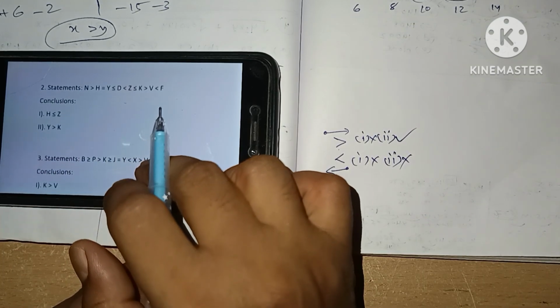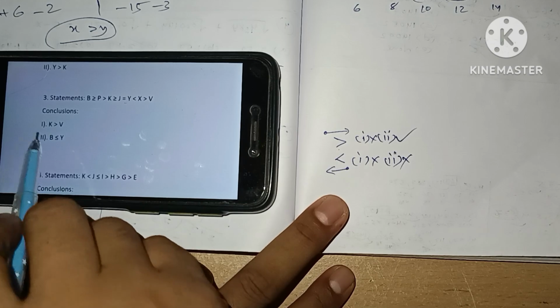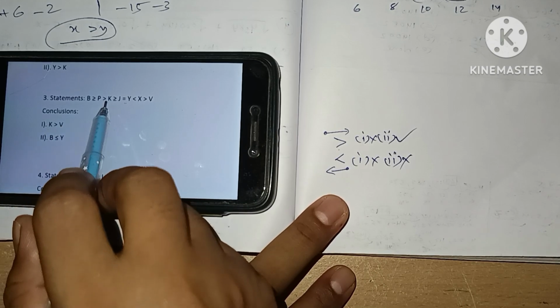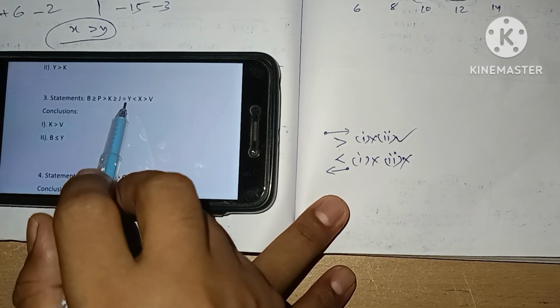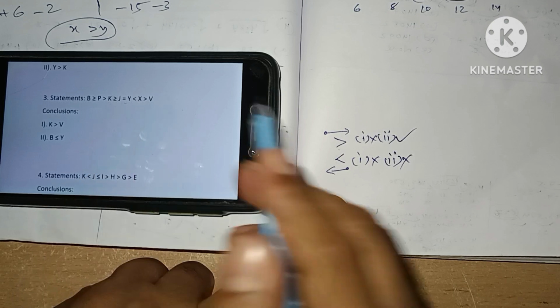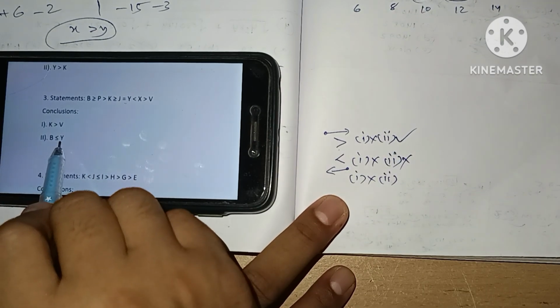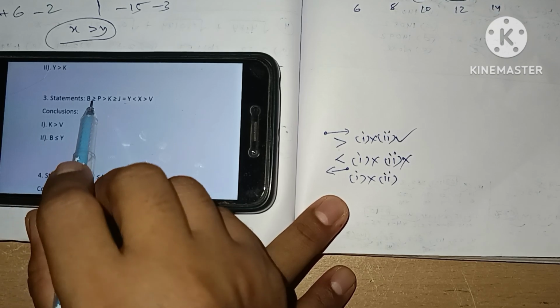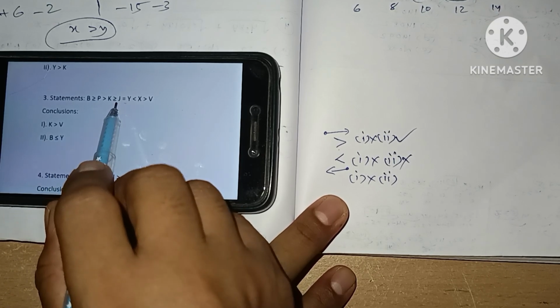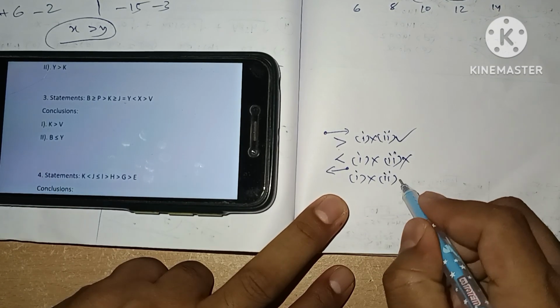Next, third question, the flow from K to V. From K we can reach to J, Y, but we cannot able to reach to V. So first conclusion will be false. Second conclusion, the flow from Y to B with everywhere equals to. From Y we can reach to J but not able to reach to B. So second conclusion will be false.